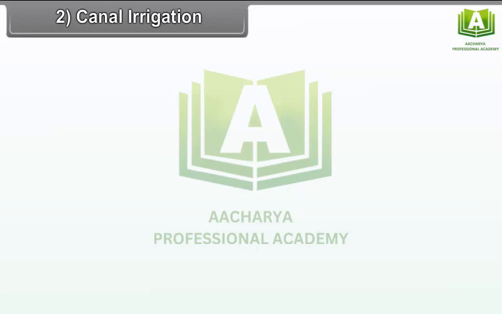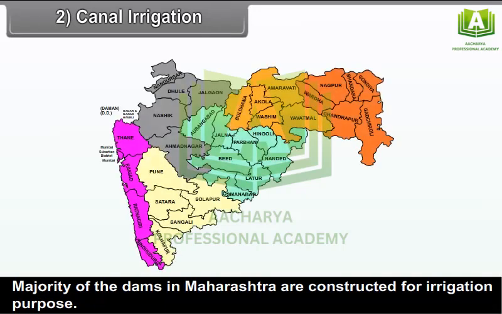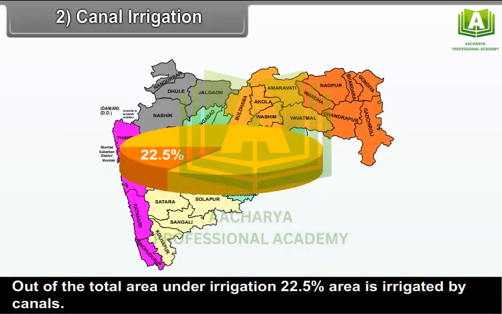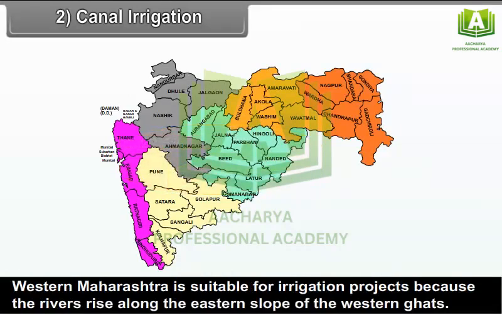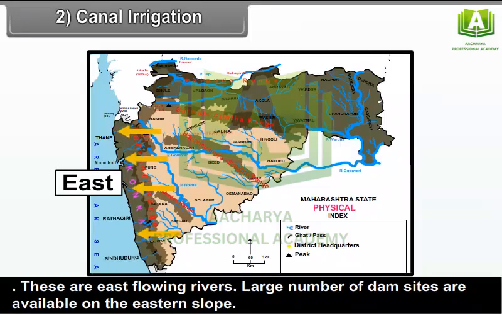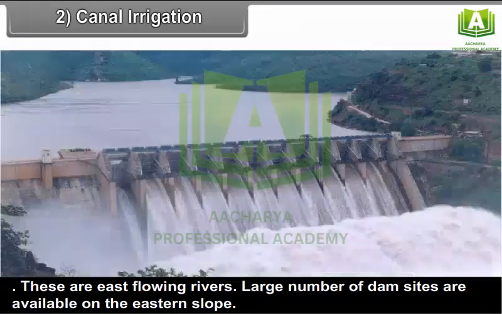Number 2. Canal irrigation. Majority of the dams in Maharashtra are constructed for irrigation purpose. Out of the total area under irrigation, 22.5% area is irrigated by canals. Western Maharashtra is suitable for irrigation projects because the rivers rise along the eastern slope of the Western Ghats. These are east-flowing rivers. A large number of dam sites are available on the eastern slope.